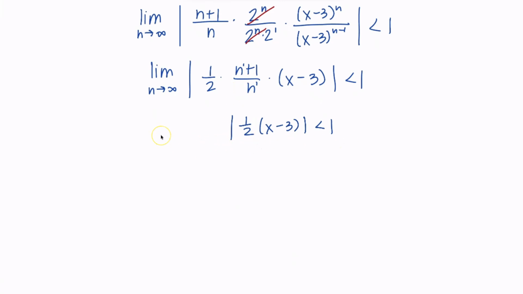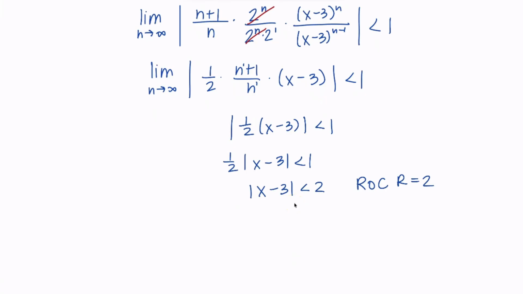I can go ahead and pull out the 1/2, and I have 1/2 the absolute value of x minus 3 is less than 1, multiplied by 2. So the absolute value of x minus 3 is less than 2. So at this point, I have that the absolute value of x minus a is less than r. So my radius of convergence is 2.